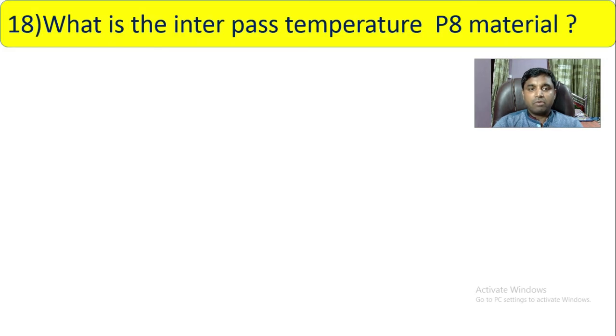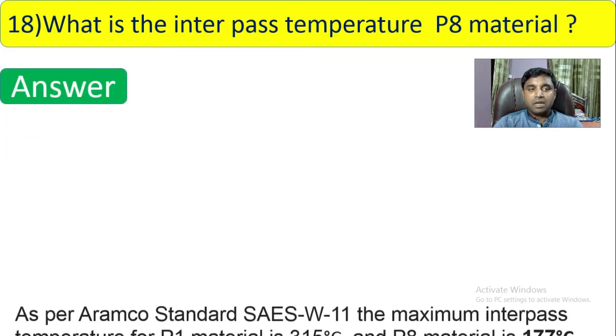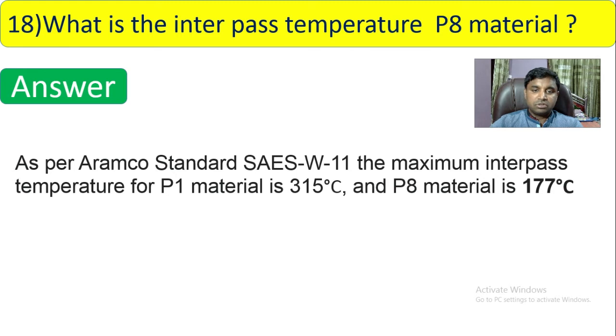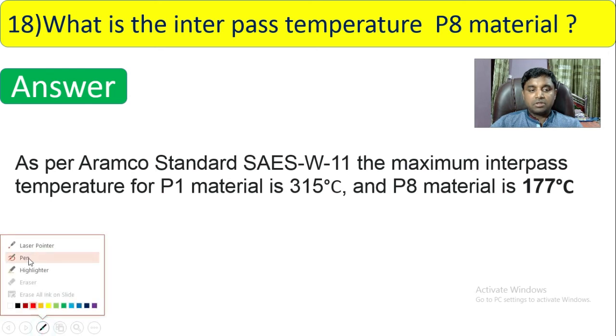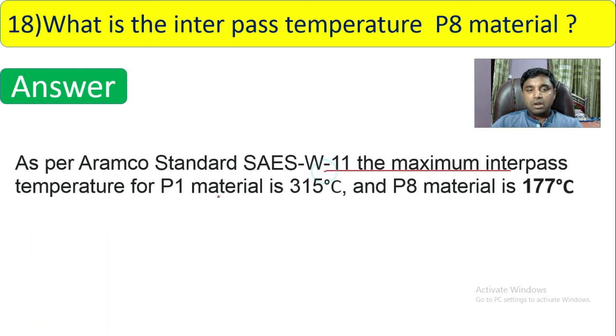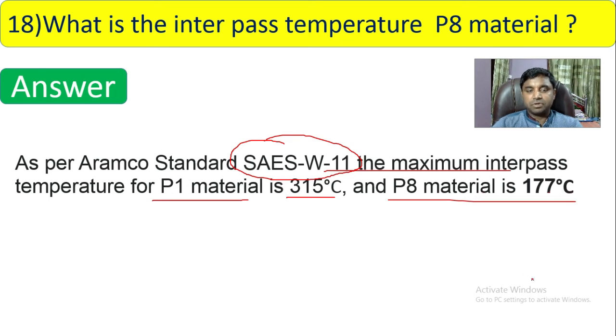Question number 18, what is the interpass temperature for P8 material? As per Aramco standard, if you go to SES W11, the maximum interpass temperature for P1 is 315 and for P8 material is 177 degrees centigrade. So in SES W11 for pipeline welding, P1 is 315 degrees centigrade and P8 is 177 degrees centigrade interpass temperature.